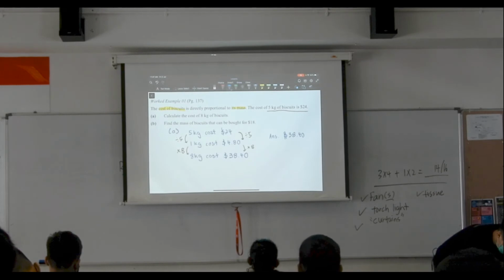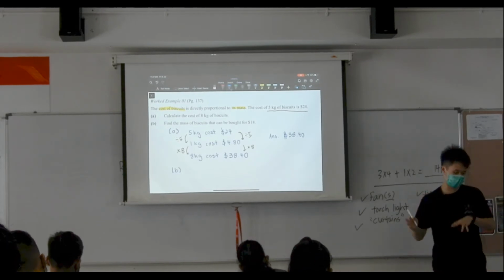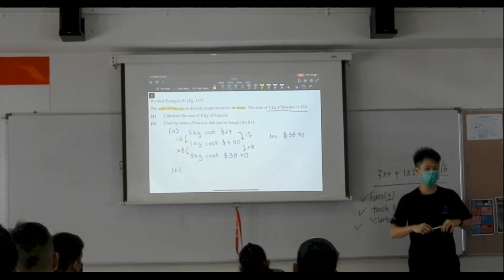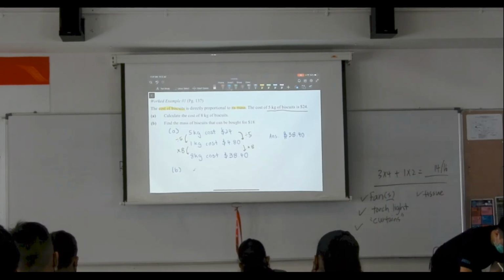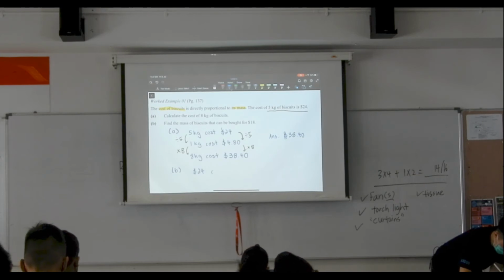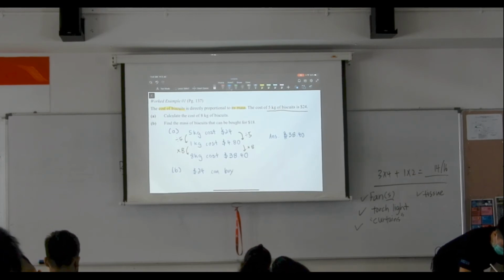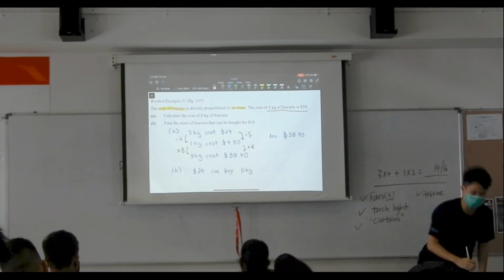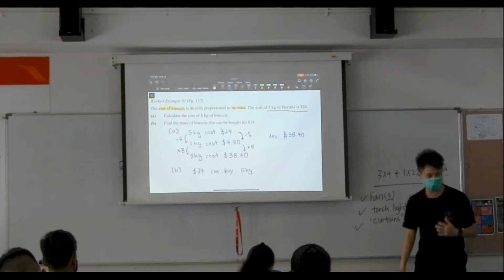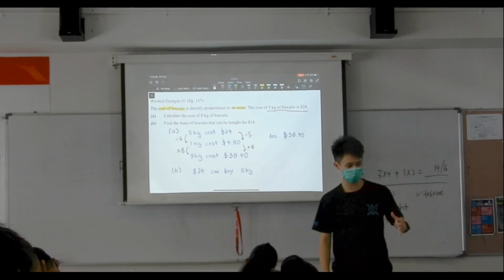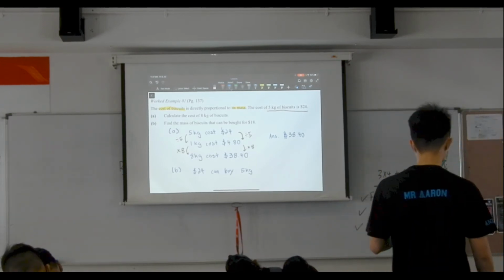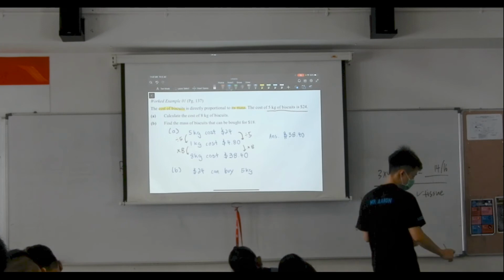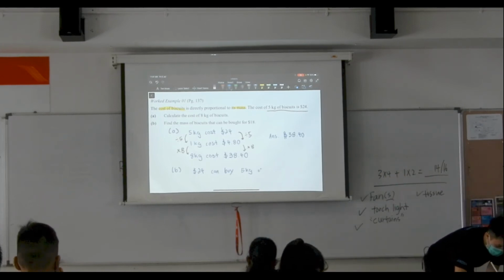So for part B, instead of writing 5 kg costs $24, I'm going to write money first. So $24 can buy 5 kg. Don't say $24 costs 5 kg. English, guys, English is very important. Your $24 can buy 5 kg of biscuits.